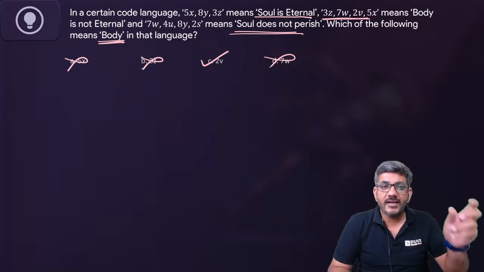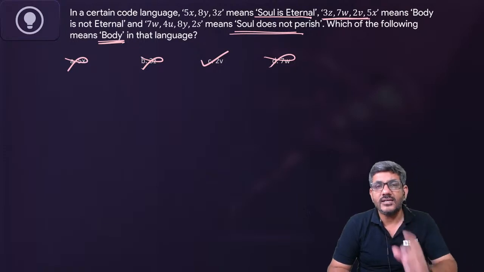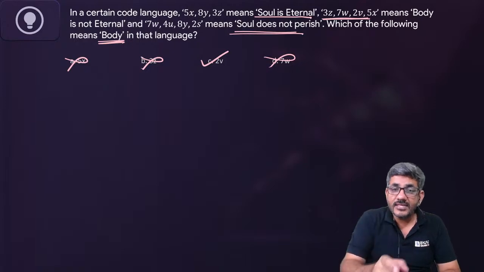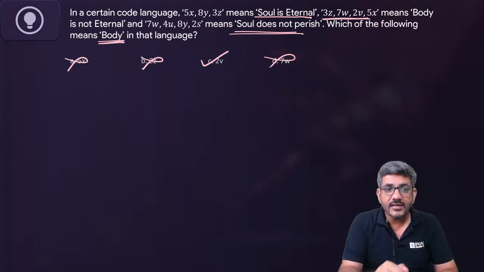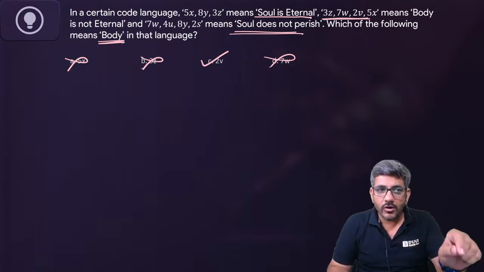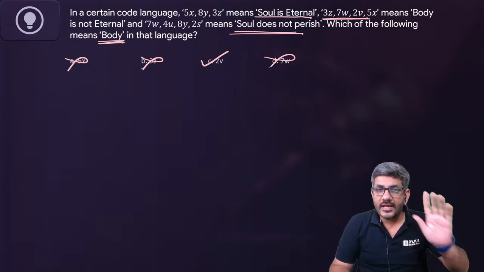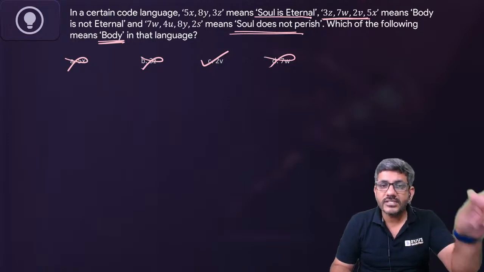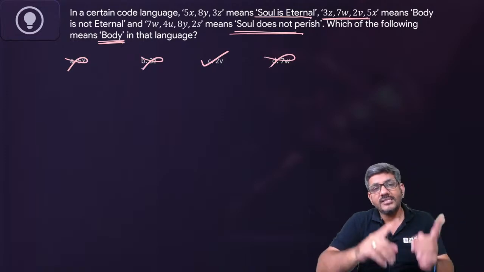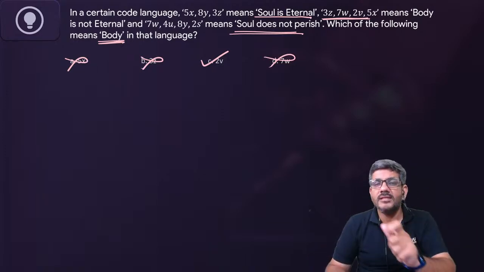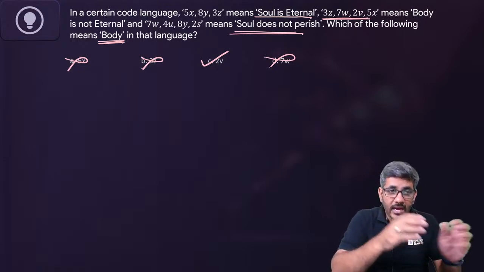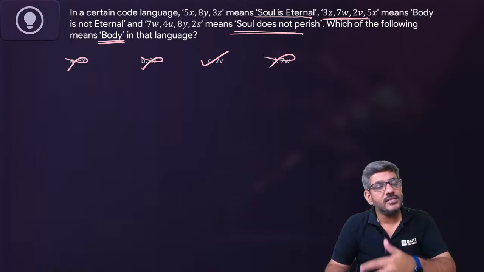So when I said 5x, 8y and 3z means soul is eternal, that means soul is represented by one of these three, and eternal is represented by one of these three. So I can surely say, because the body word is not there in the first statement, the codes given in the first one, none of them can represent body. The body word is there in the second statement, so the codes given in the second one might have the word body with it. And the third one, soul does not perish, also does not have body.